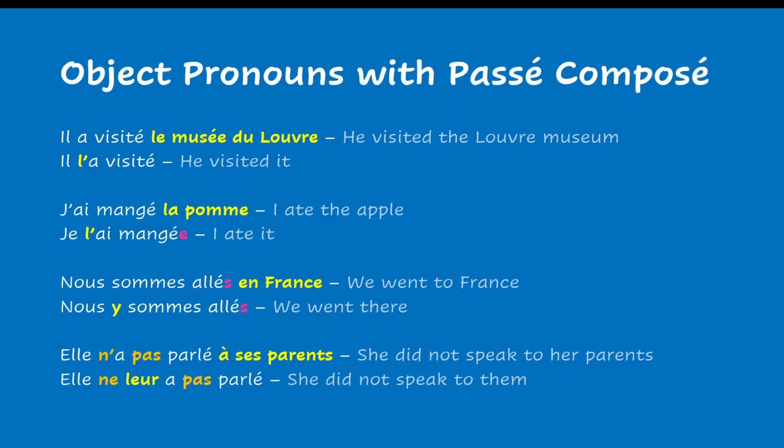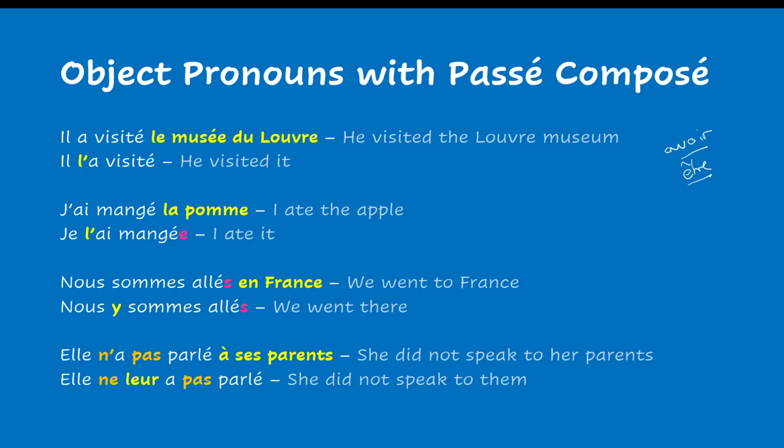So let's see now the object pronouns with the passé composé. So remember that to construct and build the passé composé, you will need to use the auxiliary avoir, or être, depending on the verb. For example, partir will use être. Je suis parti. Manger uses avoir. J'ai mangé.